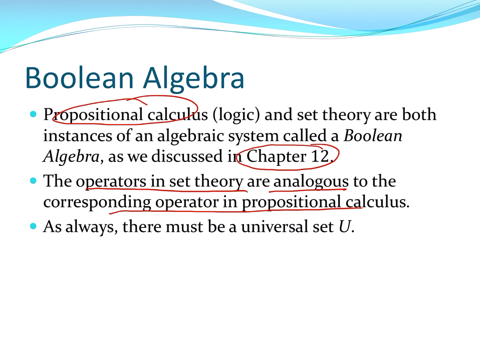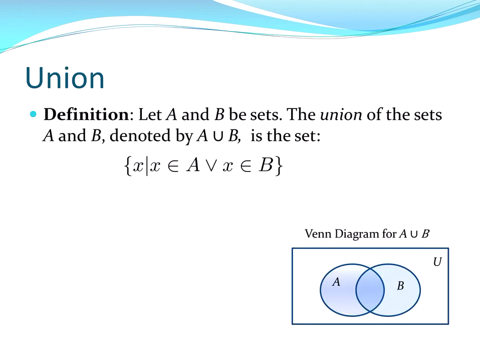There'll always be a universal set that we're operating underneath the assumption of, and all sets will be subsets of U, as we designate the universal set.